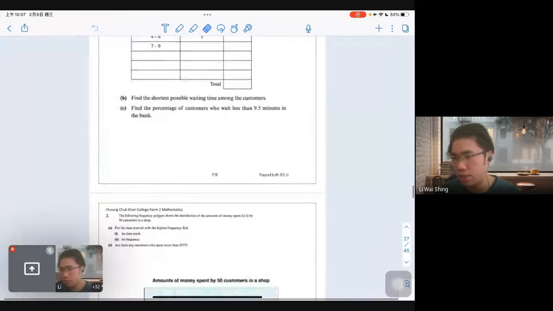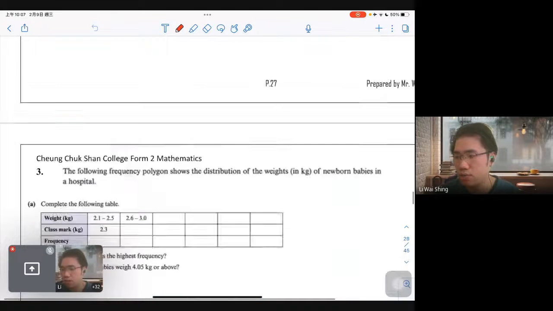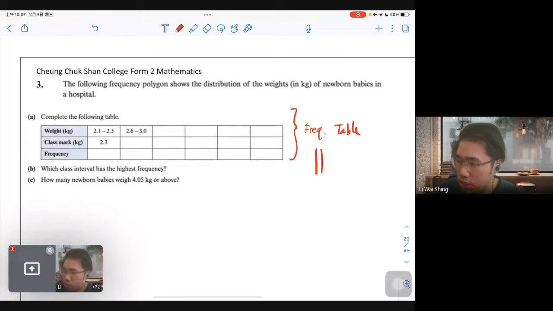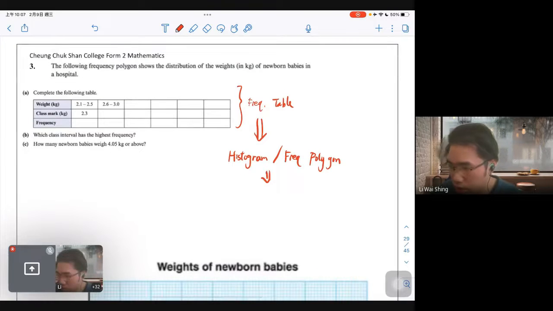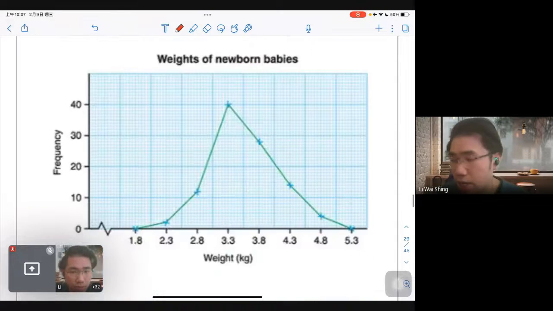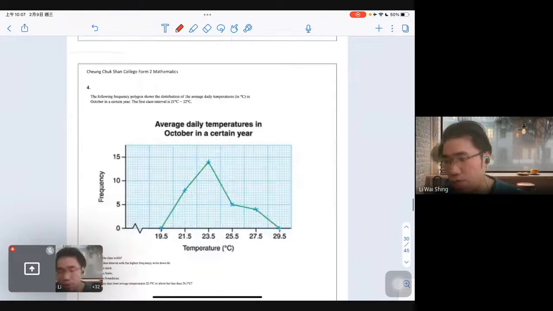Okay, so yesterday you learned how to draw the frequency table. This is the frequency table. Using the frequency table, you know how to draw a histogram and frequency polygon. And then you need to know how to interpret the information from the frequency polygon. Okay? 你識得由呢個 frequency polygon 攞資料嘅。So today we will learn another type of polygon.